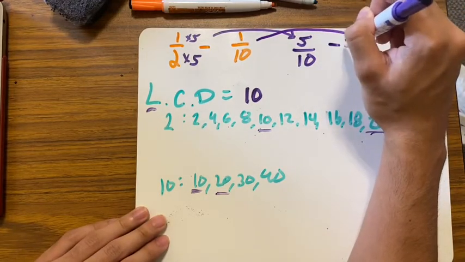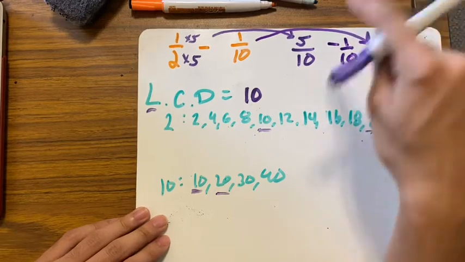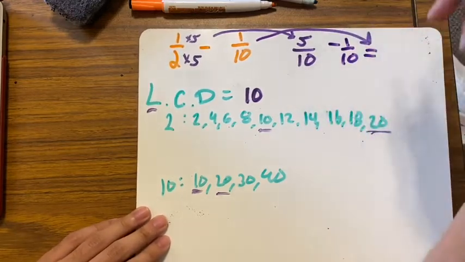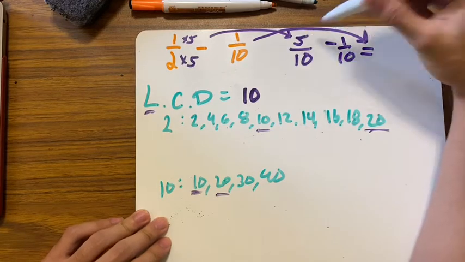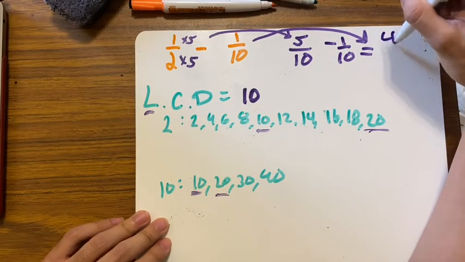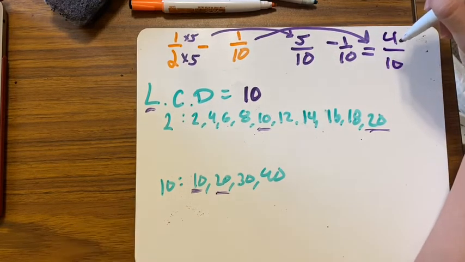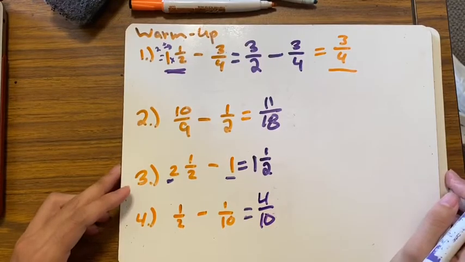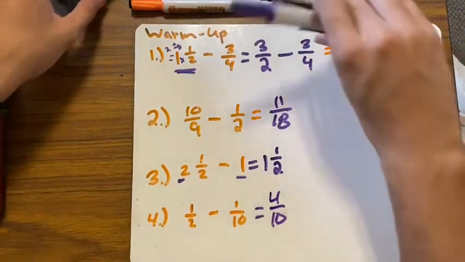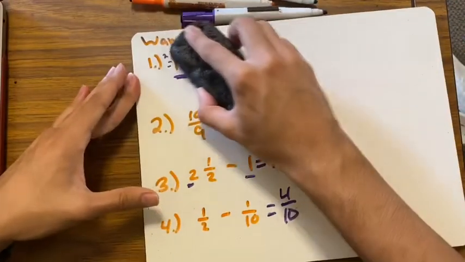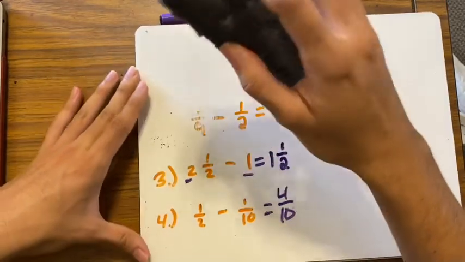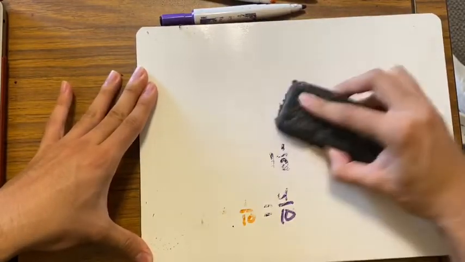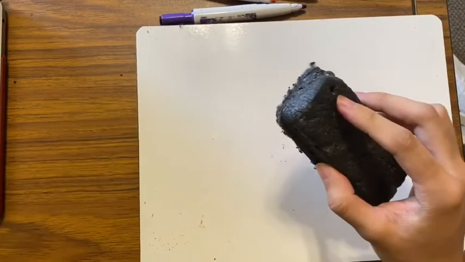And now look, I have denominators that are the same. I can go ahead and subtract. 5 minus 1, 4 over 10. That is my final answer. 4 over 10. All right, and that's it. So what I'm gonna do now is go over a few things that I think you should know for your quiz, and we'll move on to science, okay?